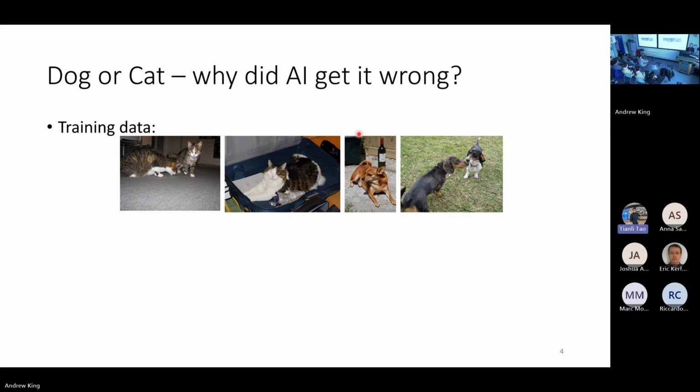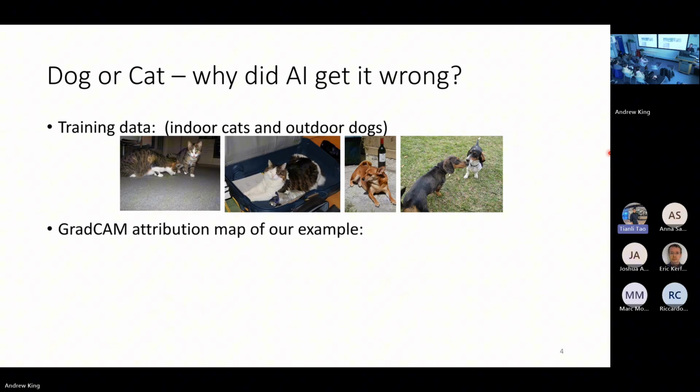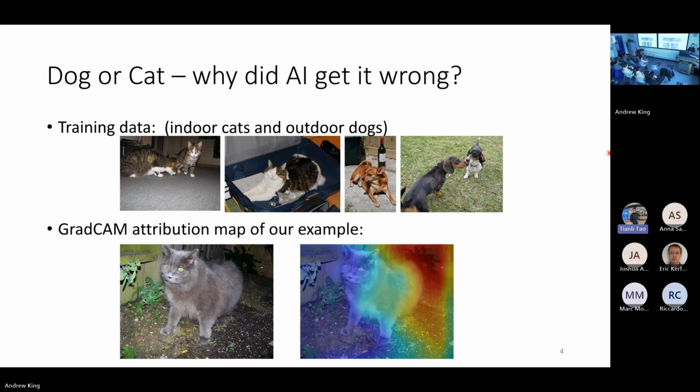It was given this data, all of the data had cats inside and dogs outside. So it says, as soon as I see an inside background, I'm going to say it's a cat. As soon as I see an outside background, it's a dog. And we can inspect what caused the model to make that decision by using interpretability techniques. GradCam is one example of that. And this is the example that I showed you on the first slide.